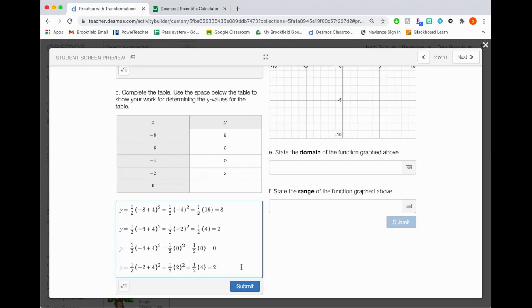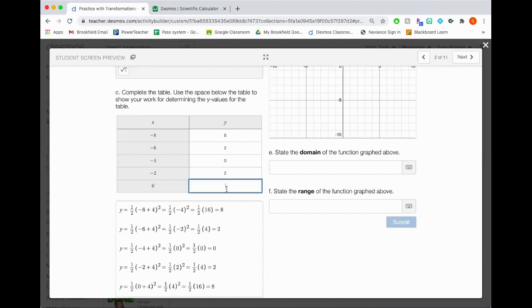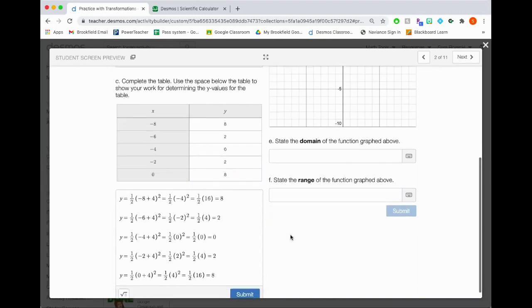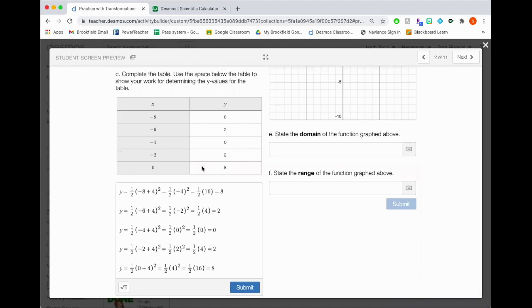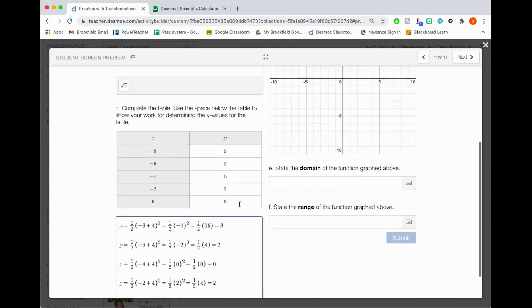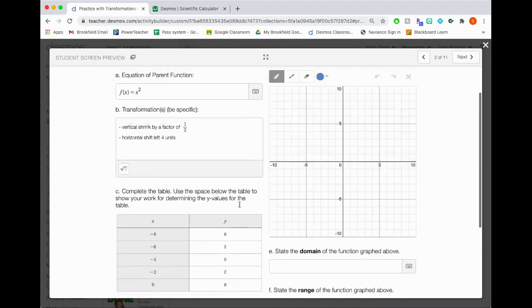And then one more we've got to do for 0. So we'll plug in 0. We get 4 squared, 16, and look at that, same as how I started, 8. So that's how you fill out the table and show your work. A lot of you are asking me, do I need to show all that work? I would recommend it. The more work you show, the more partial credit you can get on an assessment.